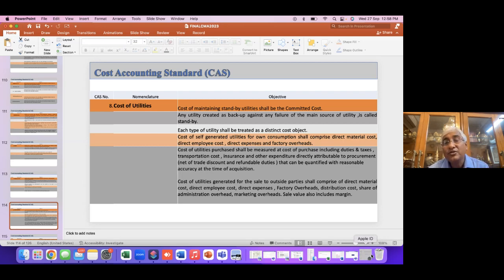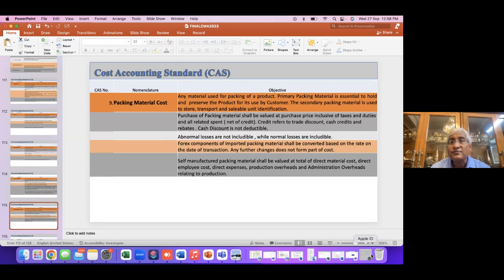Sale value also includes margin. So the differential is the margin. Today we'll be able to complete up to 10, and the balance part will be covered in the next class.